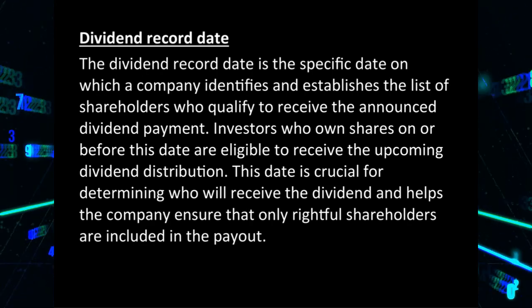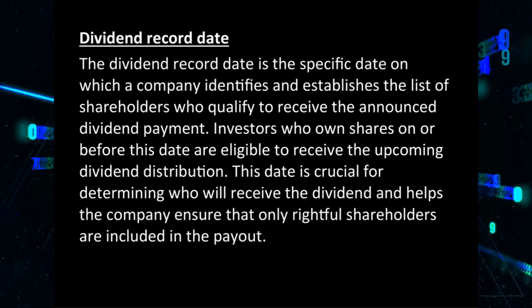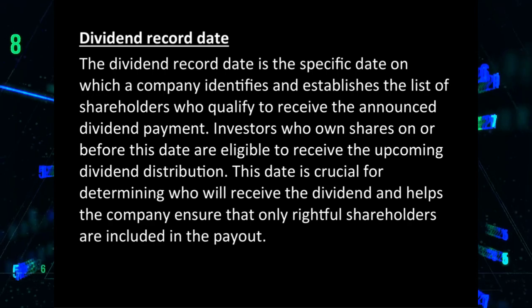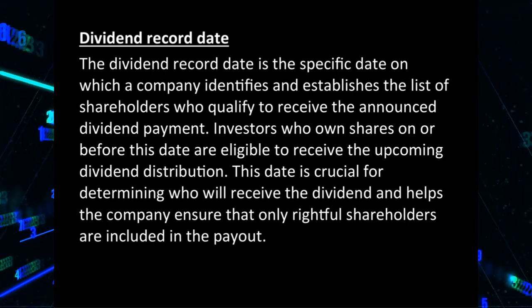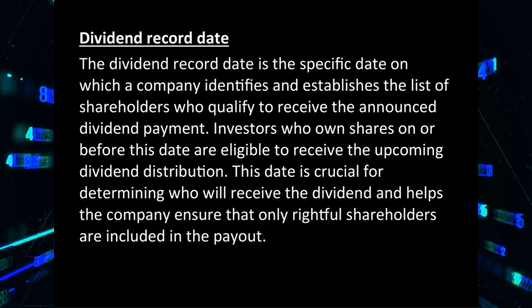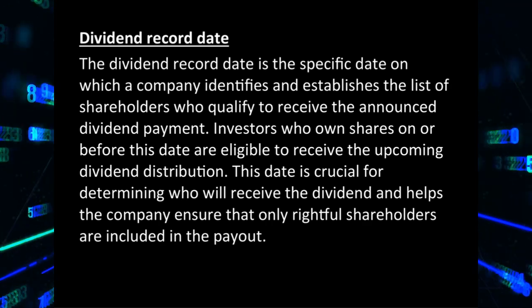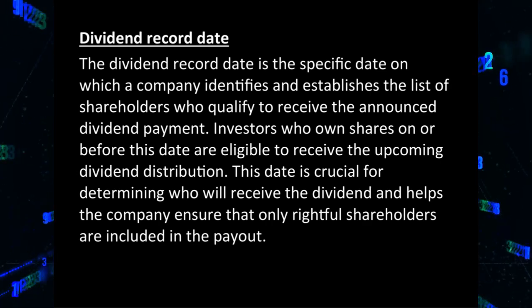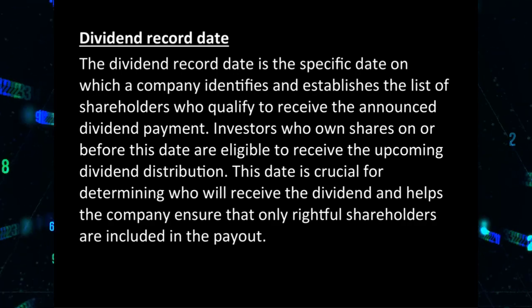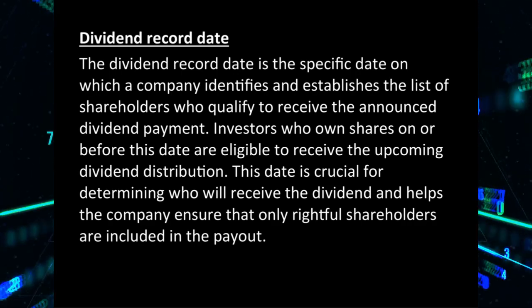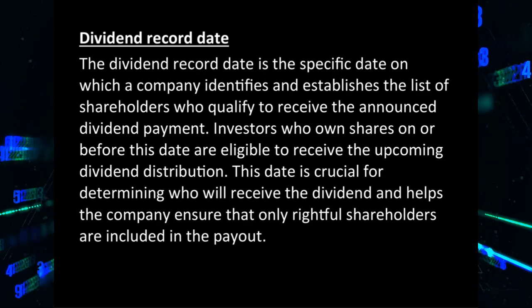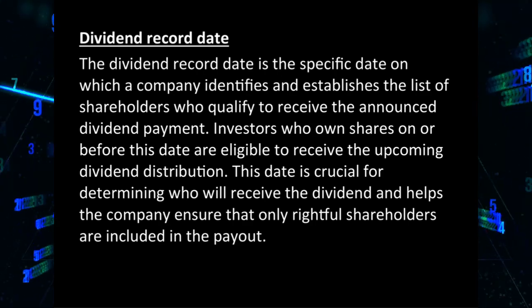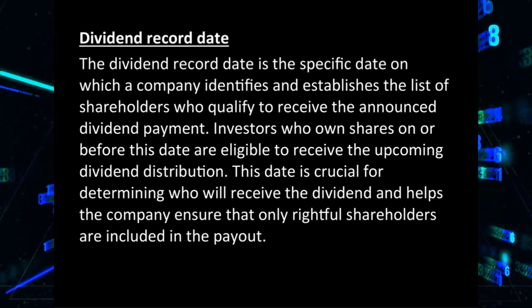Dividend record date. The dividend record date is the specific date on which a company identifies and establishes the list of shareholders who qualify to receive the announced dividend payment. Investors who own shares on or before this date are eligible to receive the upcoming dividend distribution. This date is crucial for determining who will receive the dividend and helps the company ensure that only rightful shareholders are included in the payout.